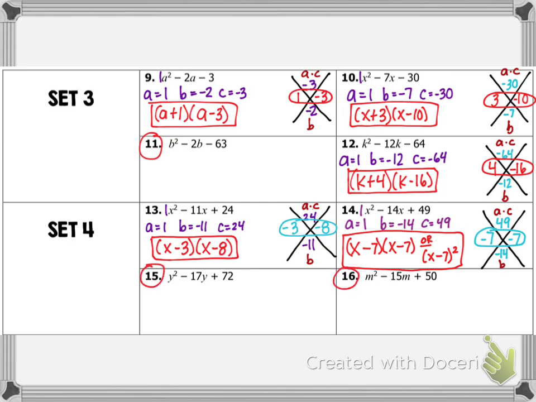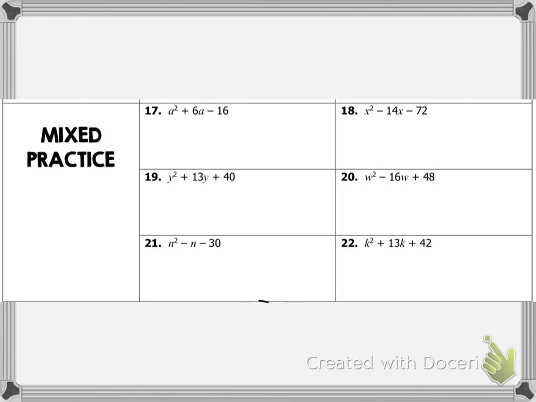Okay, try 15 and 16. Oh my goodness. Okay, and then let's do some mixed practice here. So again, A, B, and C, label it. A times C is negative 16, B is 6. What numbers multiply to negative 16 and add to 6? 8 and 2, but which one are we going to make negative? The 2, because 8 minus 2 is 6, and 8 times negative 2 is negative 16. Now we write it out. A plus 8 and A minus 2, and that's your answer.